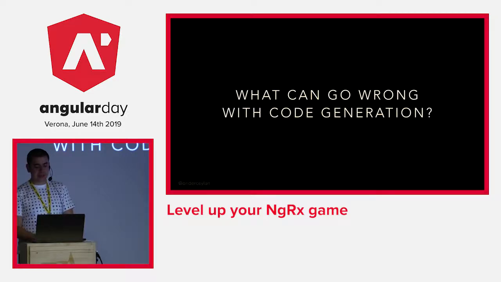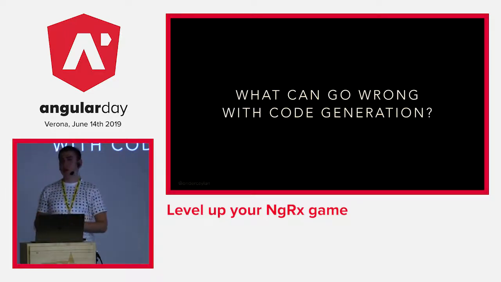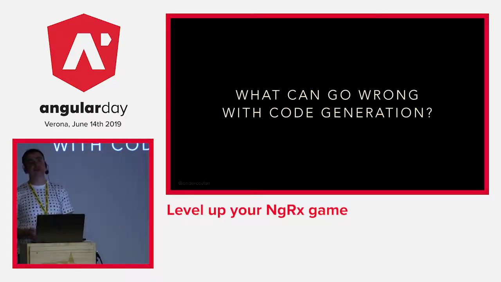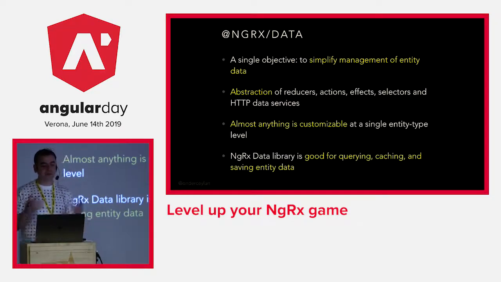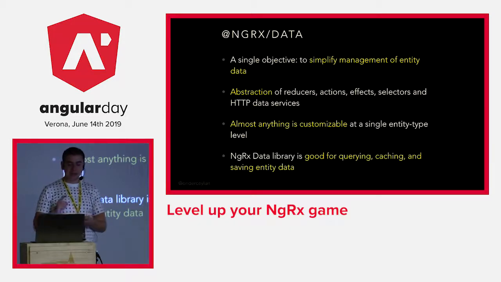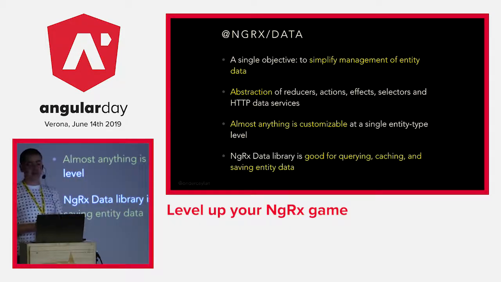But for really large applications, meaning that you might introduce maybe 100 entity models, for each of those 100 entity models, you need to introduce actions, reducers, effects, and handling and maintaining them can be a really hard job for large applications. So this library is built with the mindset of having a single objective: to simplify management of entity data. It's an abstraction of reducers, actions, effects, selectors, and HTTP data services, so you don't need to introduce any of them. Almost anything is customizable at a single entity type configuration. And the ngrx-data library is good for querying, caching, and saving entity data as well. You might want to check it out. It can be really handy if you deal with so many entities in your application.